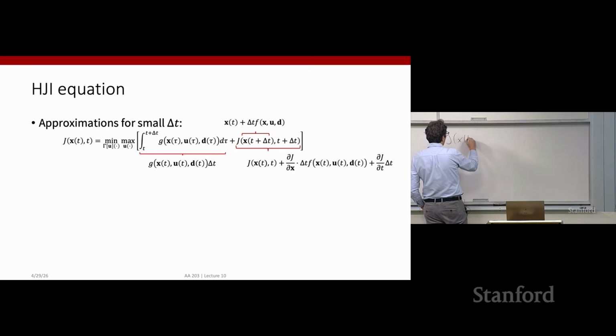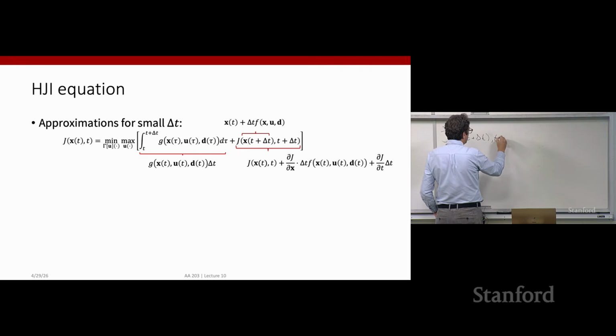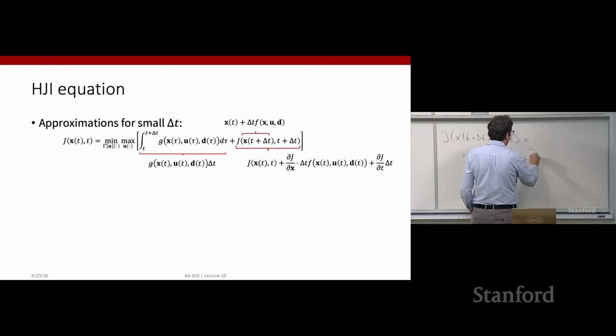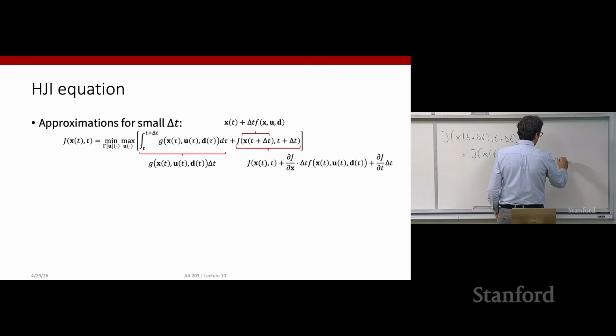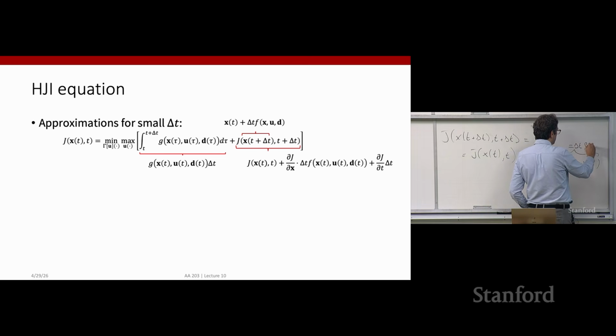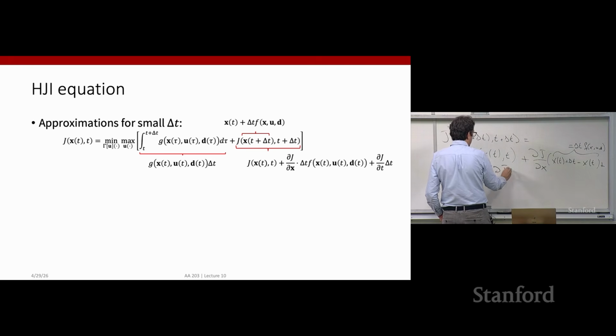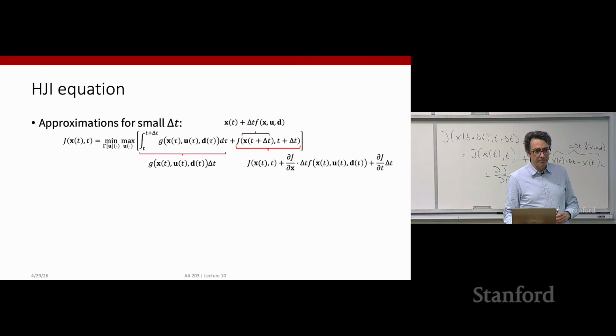I'll rewrite it here with a first order Taylor series approximation, whereby this becomes J of x of t, t plus the gradient of J with respect to x times x of t plus delta t minus x of t. But this is equal to delta t times f of x, u, d, plus the partial derivative of J with respect to t times delta t. So this is a simple step.